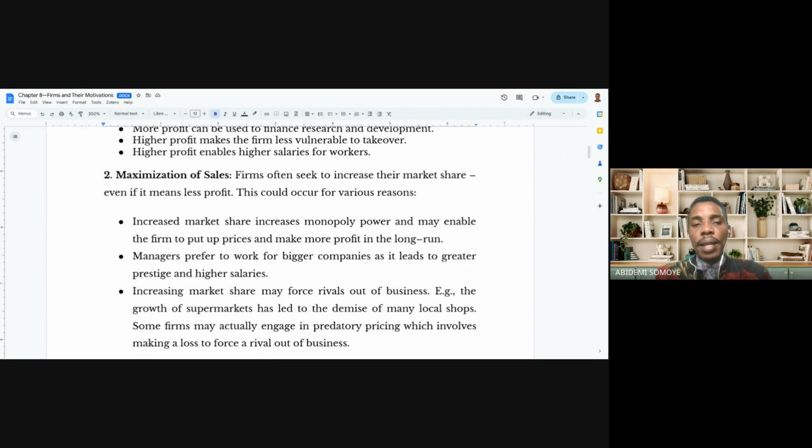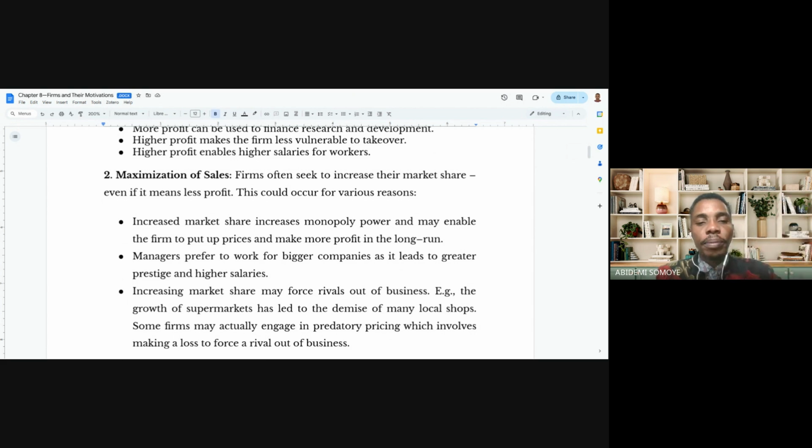Number two, the managers of a firm, for example, prefer to work for bigger companies as it leads to greater prestige and higher salaries. For managers, you will hear things like they might have a sales target. If they are able to meet their sales target, maybe they will be paid a certain percentage if they meet that target. So for the managers of a particular firm, it can translate into higher salaries for them, and it can also give them more prestige. You hear things like, that is the manager of so-and-so company. You hear things like, that guy is very good, he's top notch, he's doing well for his company.